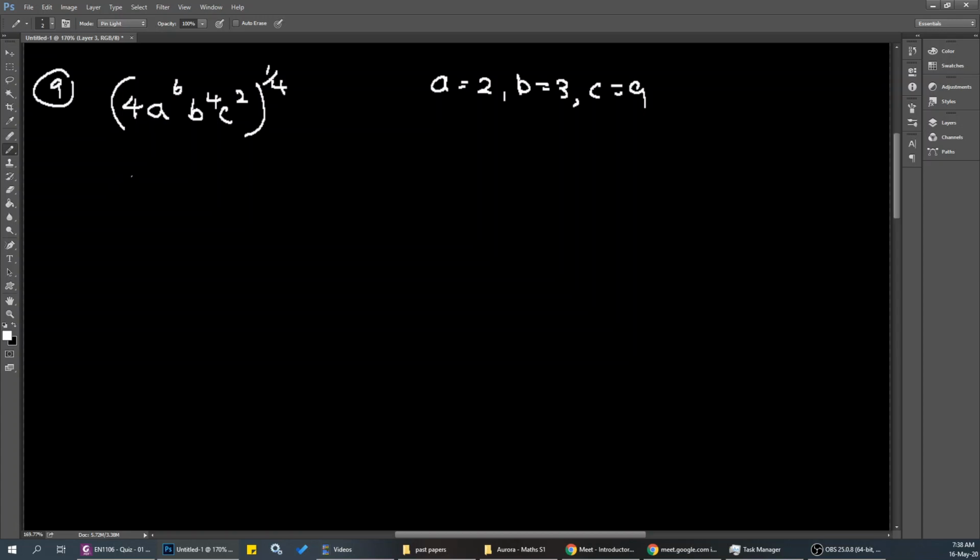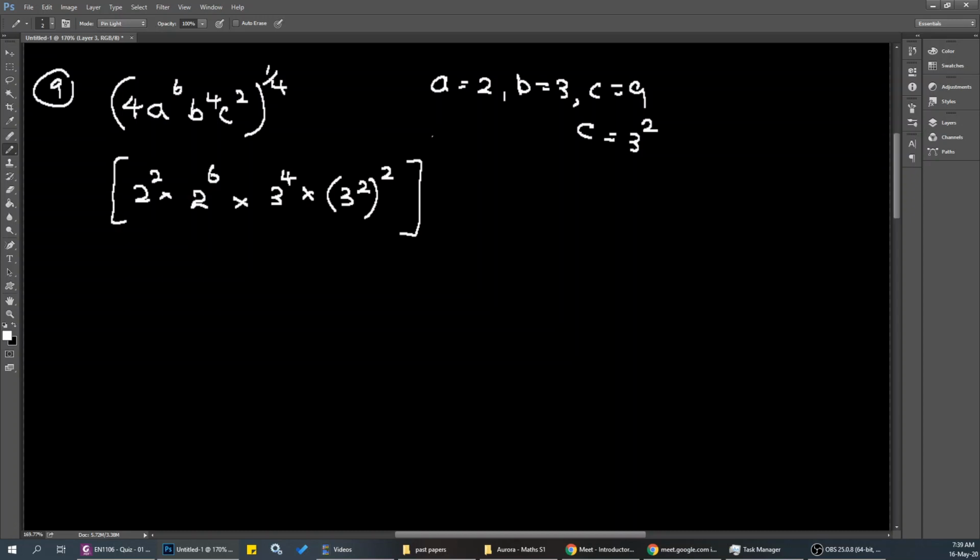Instead of 4 you can write 2 squared, and for a we have 2, so instead of a you write 2, and a is raised to the power 6, so 2 is also raised to the power 6. And then we have b, the value is 3 to the power 4. Then c is 9, and 9 is the same as 3 to the power 2. So I'm going to write it like this, 3 to the power 2, and that is raised to the power 2. You need to be careful about putting the brackets there. Then we have 1 over 4.